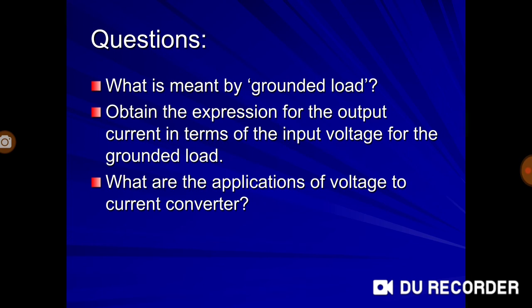Before concluding the session, I'll give a recheck on what you have been taught in this session. First, what is meant by grounded load? We have talked about it. Next, you have to find the expression for the output current in terms of input voltage for the grounded load, and then sum up the applications of voltage to current converter. These three points that you need to understand, write them down in your own copies, refer to the lecture, and pen it down, so that you understand these are the things that you need to know after you have gone through this particular lecture.